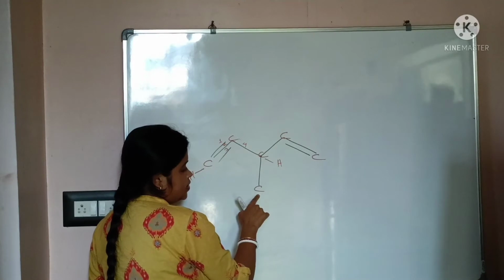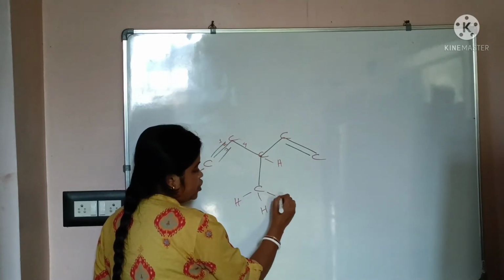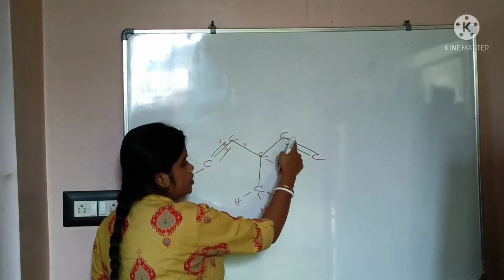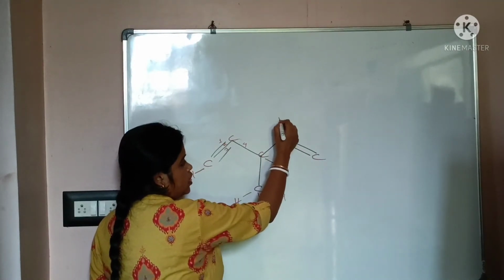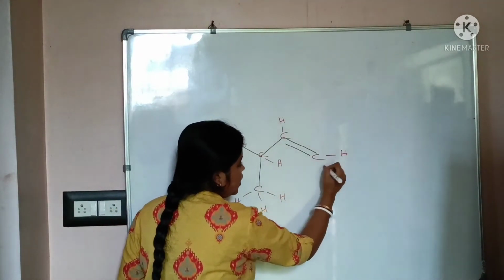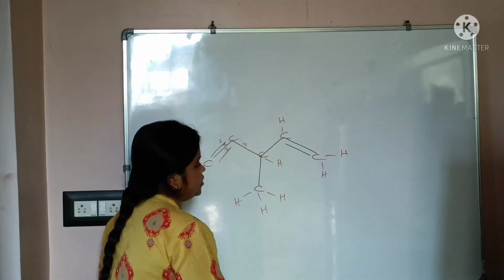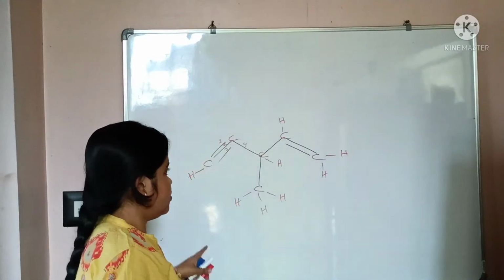And this carbon has only 1 hand, so 3 more hands should be present. This carbon has 3 hands present, 1, 2, 3, so only 1 hydrogen. This carbon has 2 hands present, so 2 more hydrogens should be present here. Okay, so I hope you understood this structure as well.